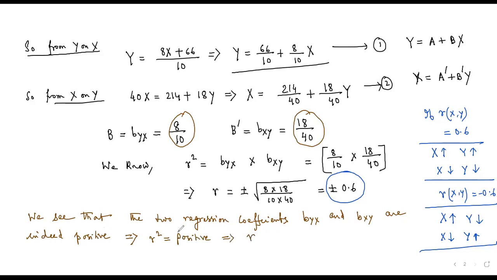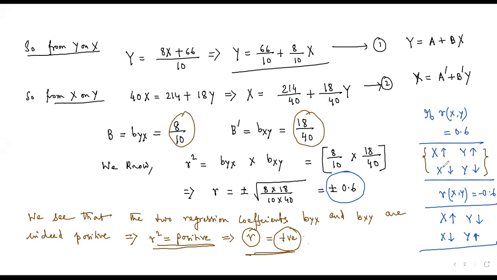This means R should be taken to be positive. I shouldn't just write R is positive, because if the square is positive, then the value can be negative or positive. But since we are talking about the correlation coefficient, something else is happening over there. Since the two regression coefficients are positive, the correlation coefficient between them has to be taken to be positive always. R must be positive.